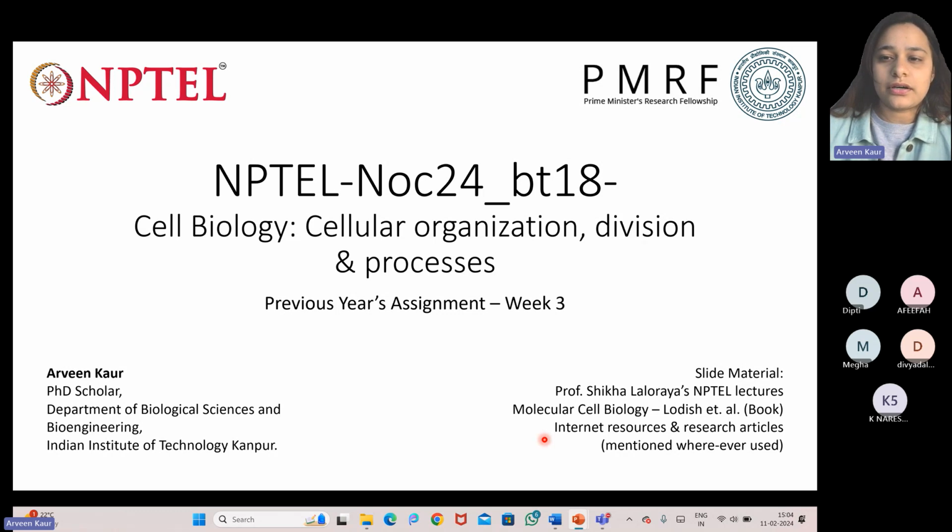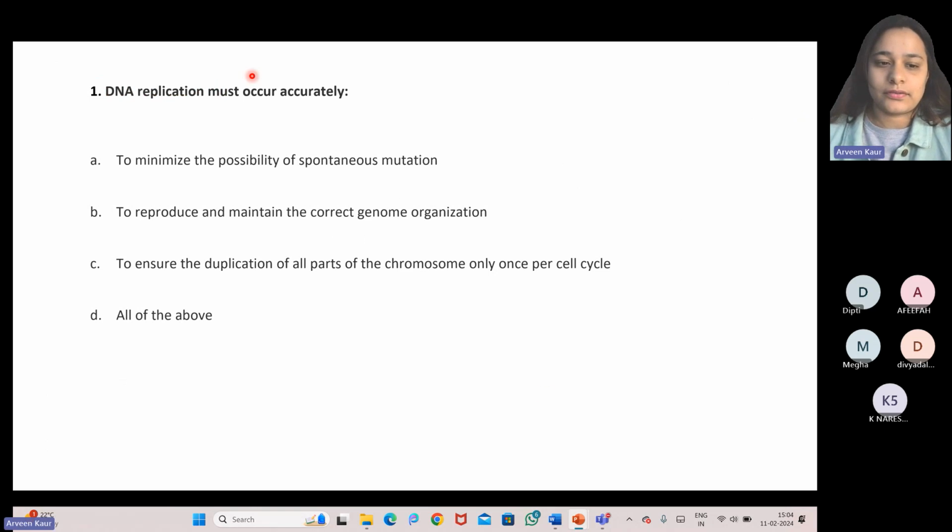Right. So we'll begin with the questions. The first question being: DNA replication must occur accurately, right? Why should it occur accurately? To minimize the possibility of spontaneous mutation, to reproduce and maintain the correct genome organization, to ensure the duplication of all parts of the chromosome only once per cycle, or all of the above.